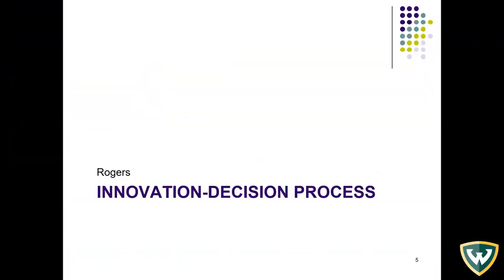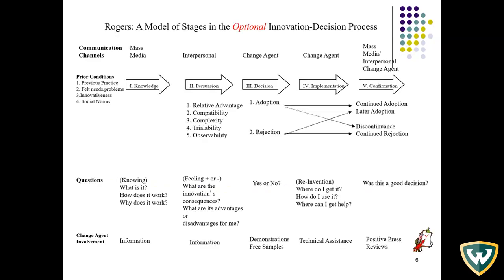Okay, everybody, so we're going to begin. This is again Module 9, and we're going to talk about the reading, the Rogers Innovation Decision Process.